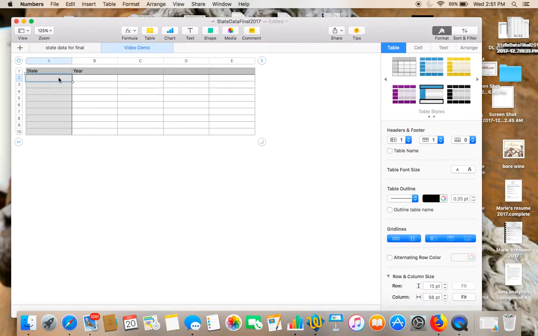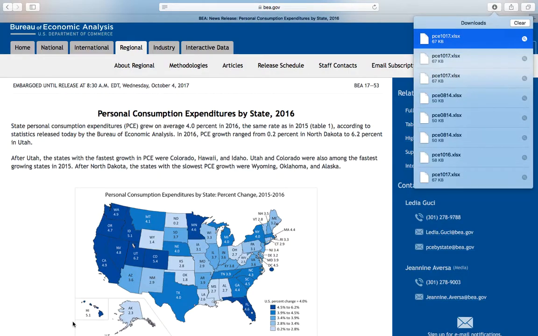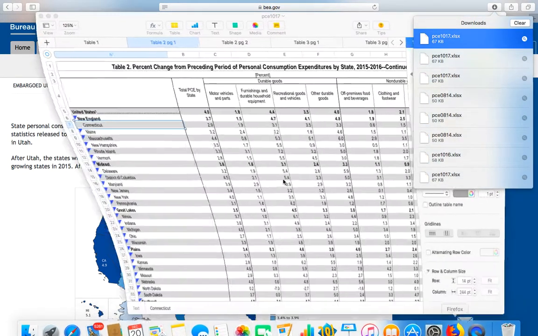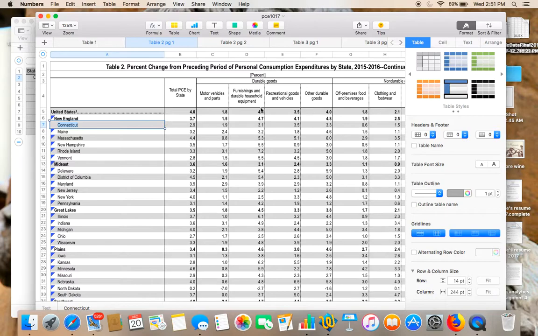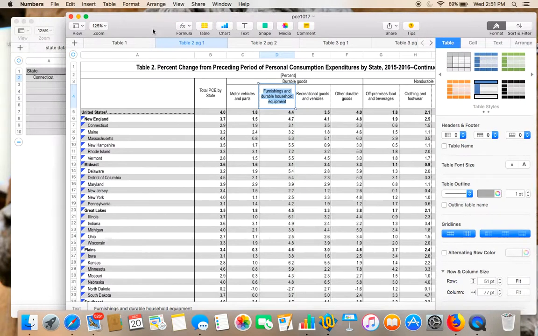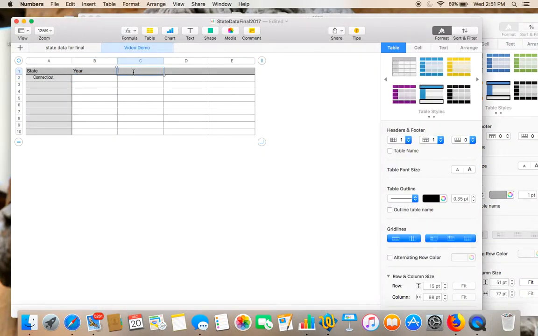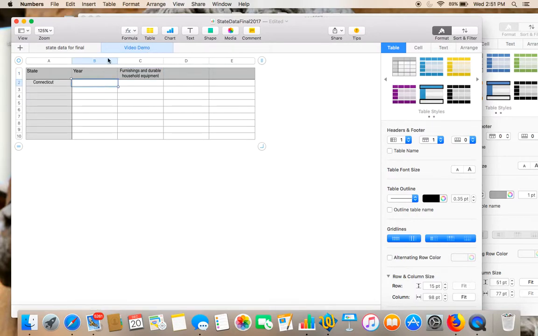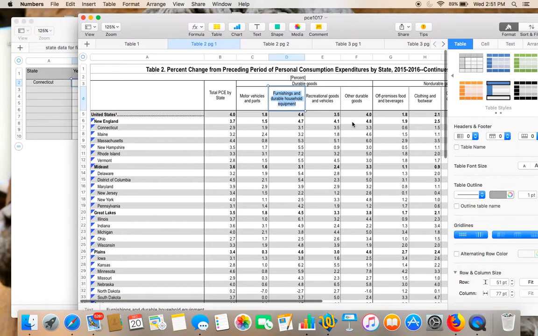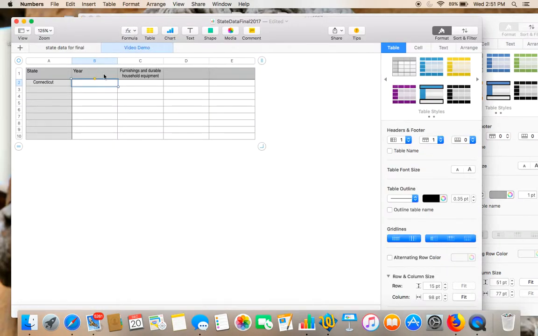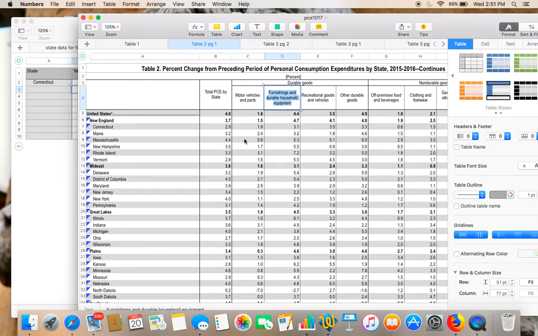I'm going to put it here. And then we were in, oops. Okay, I want to use furnishings and home equipment again. I'm going to put that for my category up here next to the year. And then we were looking at data from 2015. We're going to make sure we don't get mixed up. And then I'm going to make sure to copy Connecticut's percent change, which is 3.1.